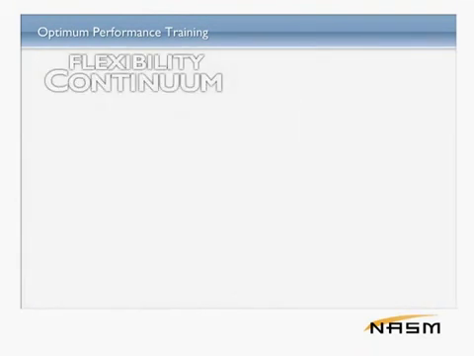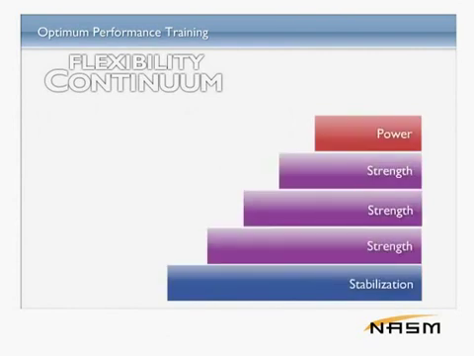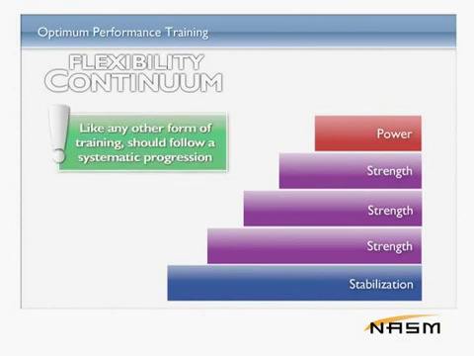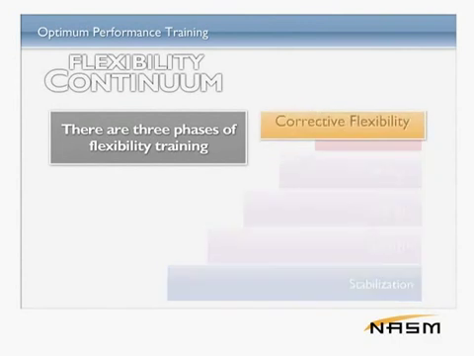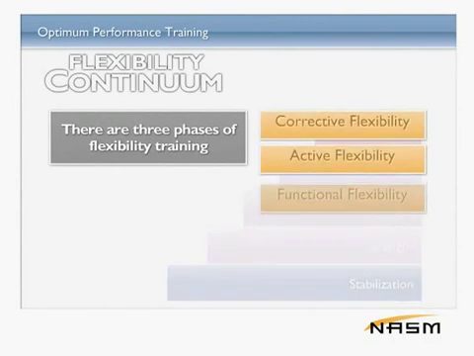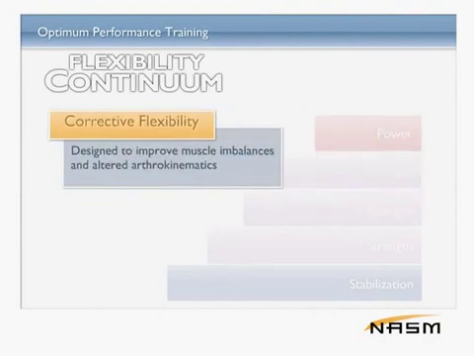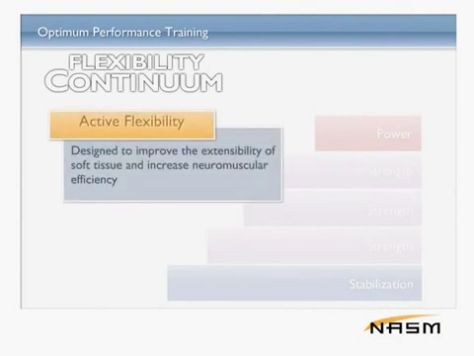To fully appreciate the principles of flexibility training, health and fitness professionals must understand the different types. Flexibility, like any other form of training, should follow a systematic progression. This is known as the flexibility continuum. There are 3 phases of flexibility training used in the OPT model: corrective, active, and functional. Corrective flexibility is designed to improve muscle imbalances and altered arthrokinematics, or joint motion. Active flexibility is designed to improve the extensibility of soft tissue and increase neuromuscular efficiency.